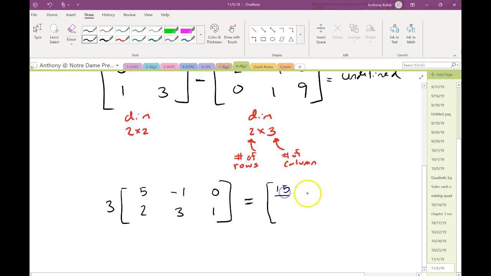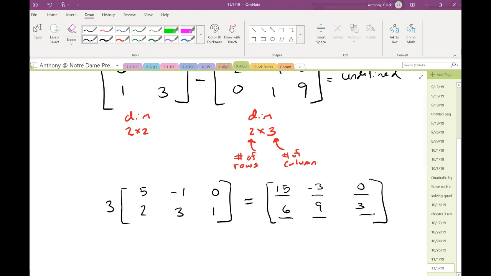15. Okay. And then this next entry would be -3. And the next entry would be 0. And then this one would be 6. And this one would be 9. And this one would be 3. How did we get those values? Just multiplied 3 by every entry in our matrix, right?